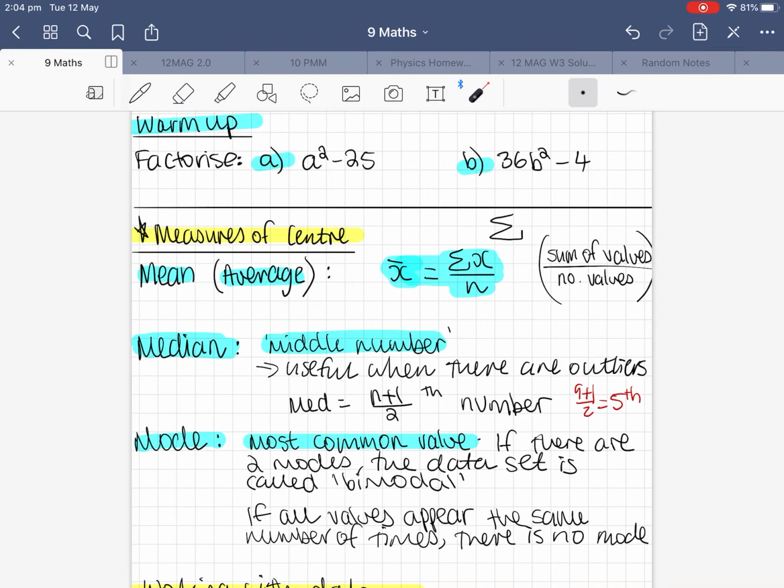What you might not have been familiar with is that if there are 2 modes, we just call this data set bimodal, where bi means 2. If, however, all values are appearing the same number of times, okay, so say we have just 1 of each value or 2 of each value or so on, that means there is no mode or no most common number.